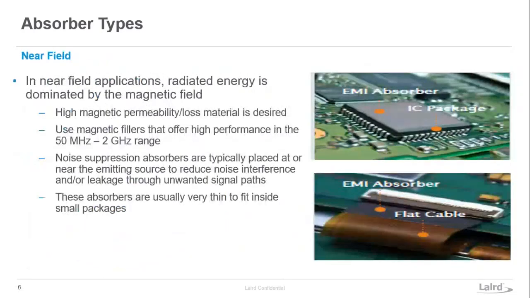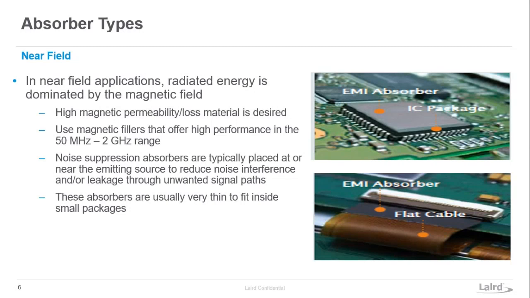The third category is what we call the near field absorber. And this one is an even shorter distance propagation. We are talking here about electronic component level. So you've got the long distance level for free space, intermediate for cavity resonance at the PCB and enclosure, and the near field is really at the component level. Of course, in this near field application, the magnetic field is most of the contribution.